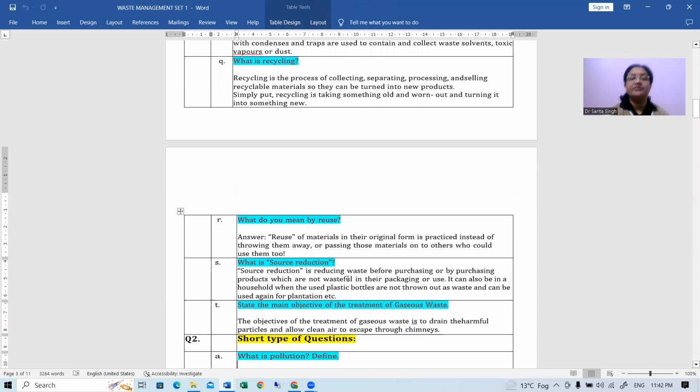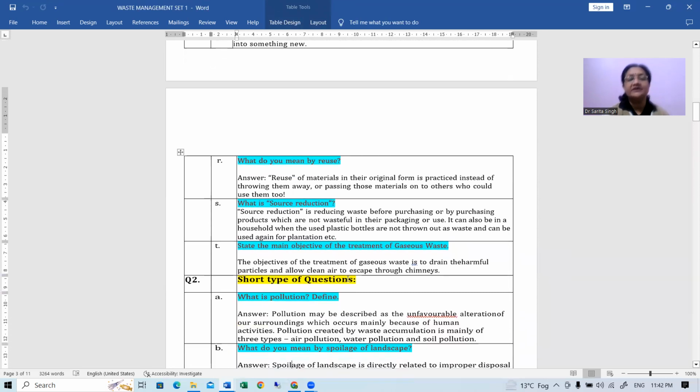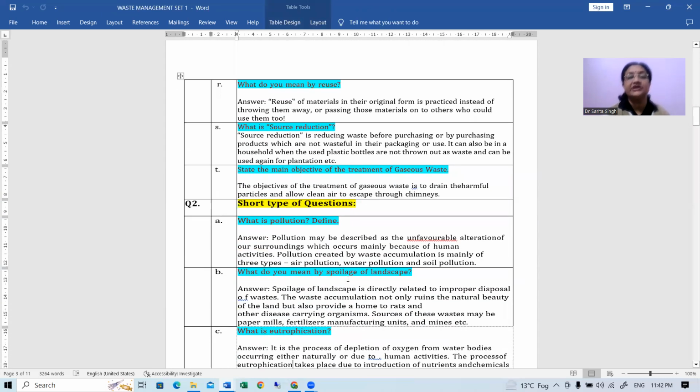Next is, what do you mean by reuse? Again, one term out of all the three R's, right? Recycle, reuse. Then reuse, what does that mean? Reuse of materials in their original form is practiced instead of throwing them away, or passing those materials on to others who could use them too.